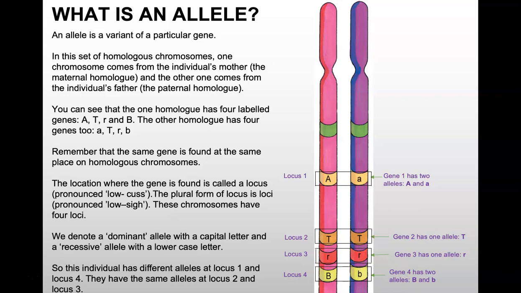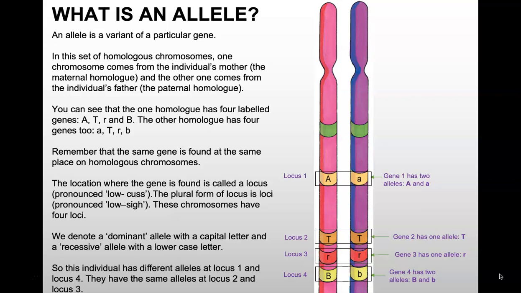If we look at these two chromosomes, they are what we call homologous chromosomes of the individual. One has come from the mother, let's call that the pink one, and one has come from the father, let's call that one the purple one. An allele is just a variation on a particular gene. I like to think of it as an analogy like ice cream. Ice cream is the gene, and the alleles are all the flavors of the ice cream. In this set of homologous chromosomes, one chromosome comes from the mum, and we call that the maternal homologue. The other one comes from the father of the individual, and we call that the paternal homologue.